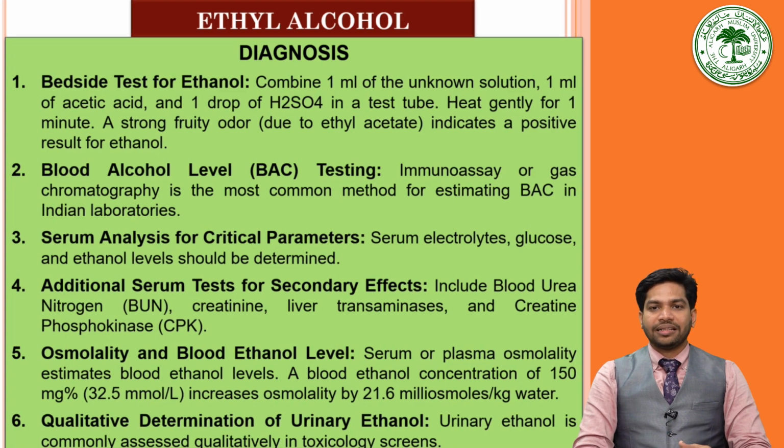Osmolality and the blood ethanol level is of our prime importance. Serum or the plasma osmolality estimates the blood ethanol levels. A blood ethanol concentration of 150 mg/cent increases osmolality by 21.6 millimoles per kg water.